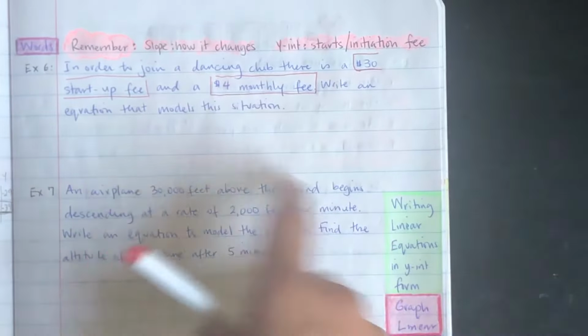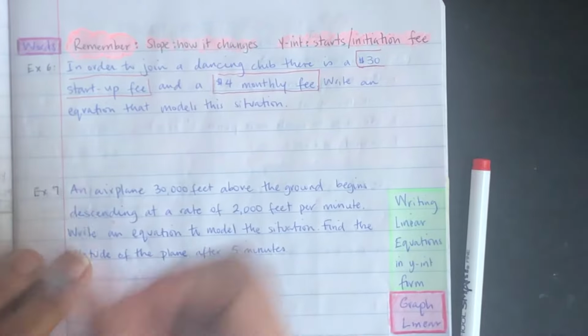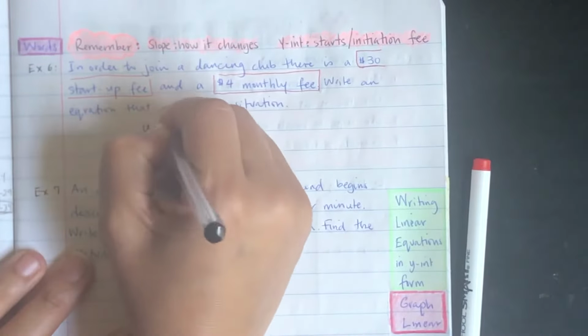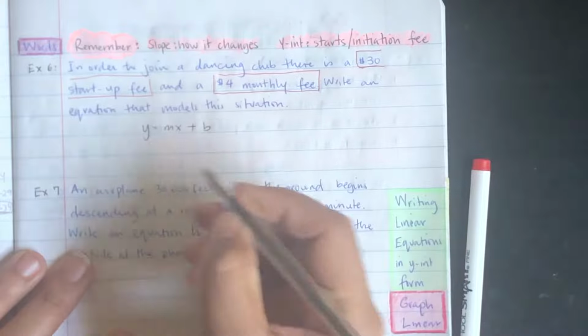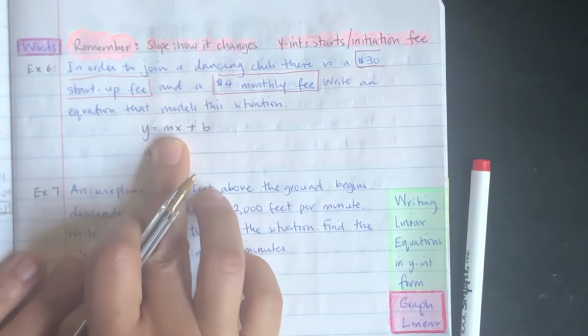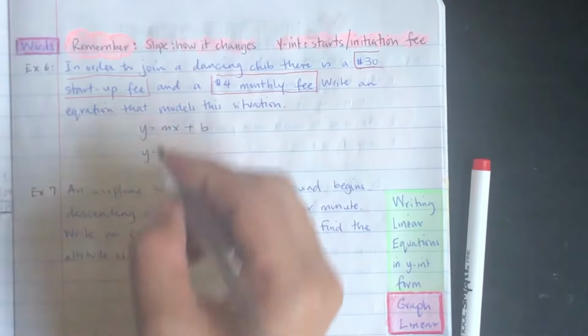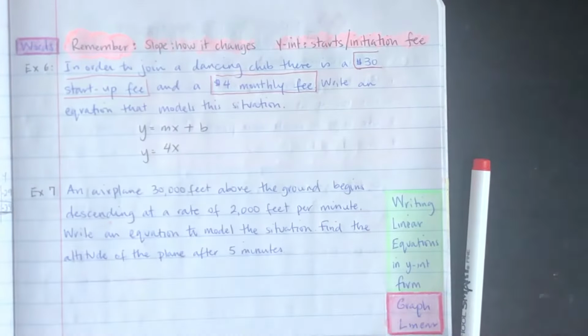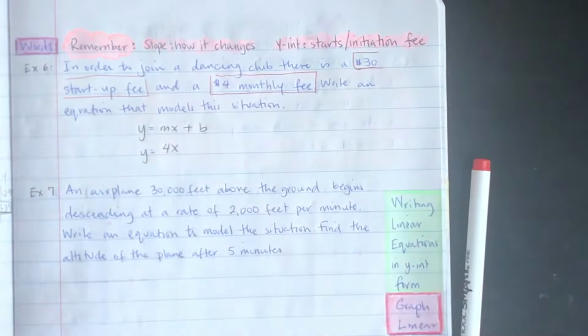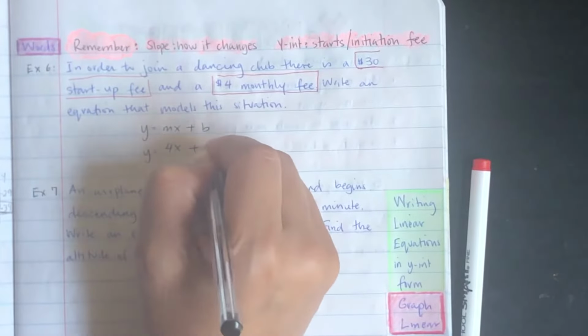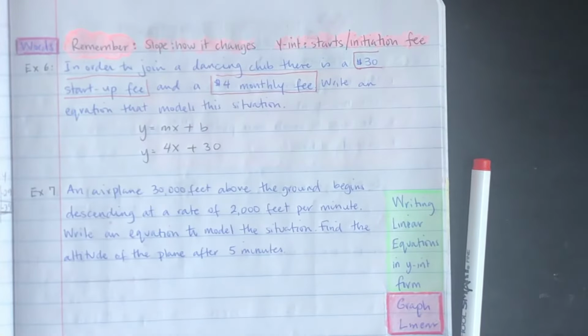So how do you write that equation? You write down y equals mx plus b. And then you just fill it in. y equals, which one is the one per something? It's your monthly fee, which is 4x. And where do you start? Where's your start or initiation? At $30. So plus 30. That's all there is to it.